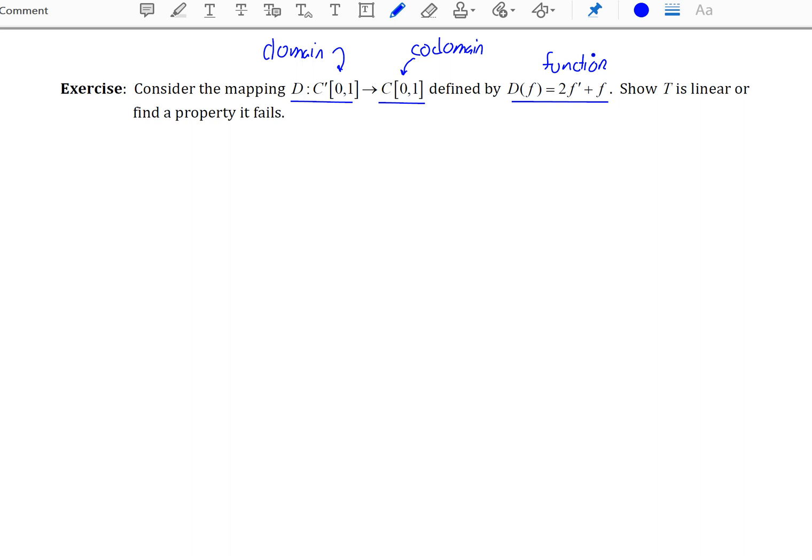So here you'll notice that they're using D because we're talking about derivatives. It's still going to be a transformation. We could have called it T if we liked, but they're trying to be specific with our examples and maybe use D because we're taking derivatives. Here, we want to show D is linear or find a property that it fails.